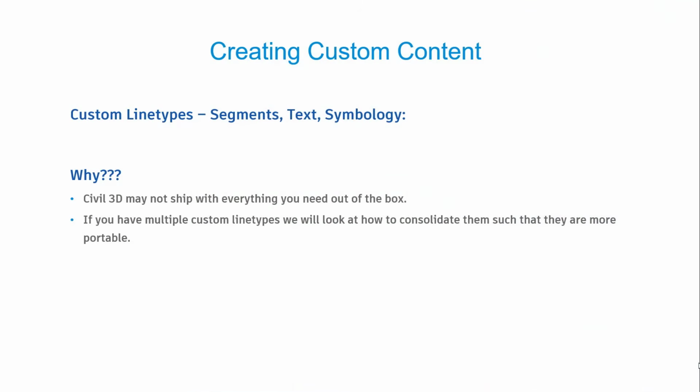Now, when it comes to creating content, I'm going to be focusing specifically today on creating custom line types, those including custom segments, embedded text, or embedded symbology. Now, why did I choose this topic? Well, while Civil 3D ships with a lot of default content, it may not always include everything you need to meet your requirements or match a particular standard right out of the box.